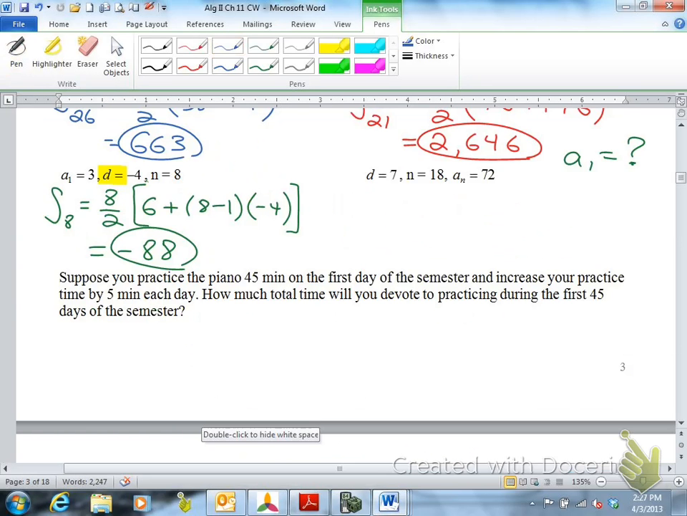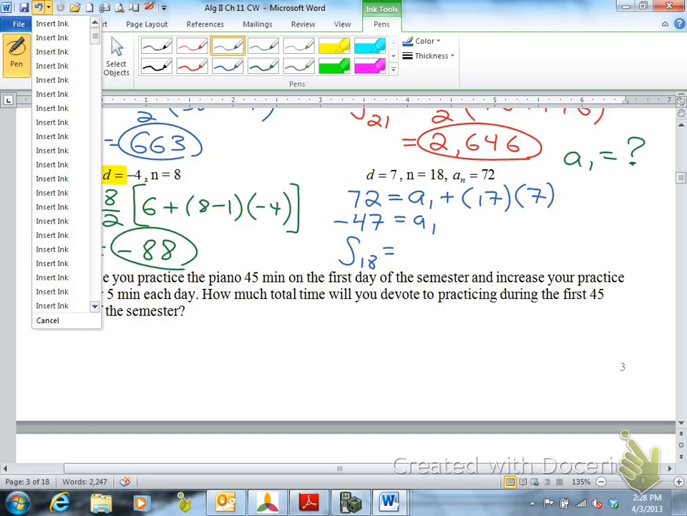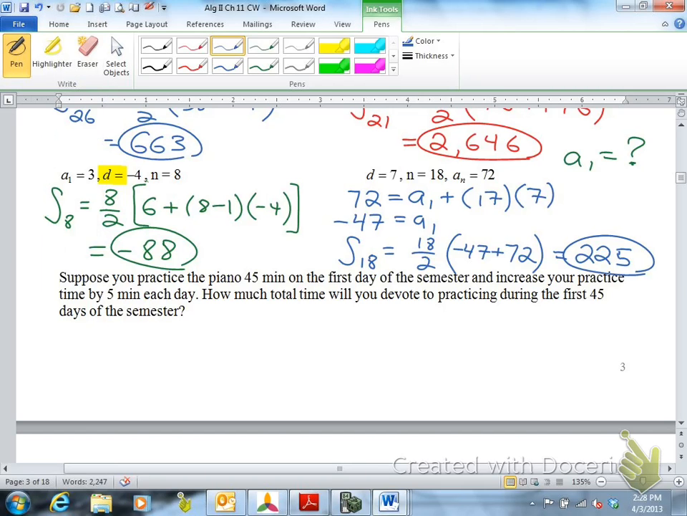So if you use that, we have a sub n equals a sub 1 plus n minus 1 times d. And 17 times 7 is 119. We subtract 119 from both sides, we get negative 47. And then you have a choice. You can use the short formula or the long formula, but either way, you'll get the same answer. So the short formula would be the sum of 18 terms. And see if you could finish this. So the answer is 225.